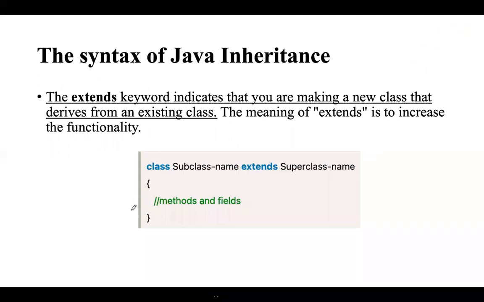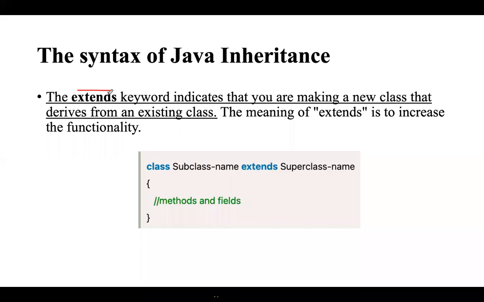And now, how can we write something for inheritance in Java? So this is the syntax. We will use the keyword extends for inheritance. Between the two classes, we will use this keyword.